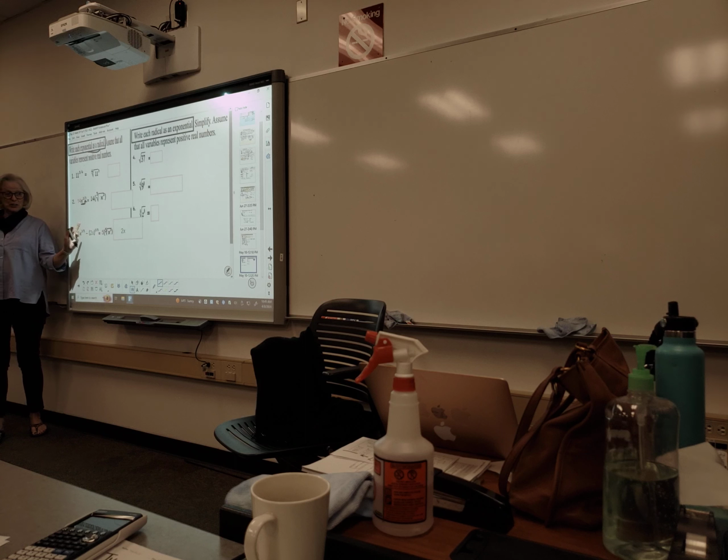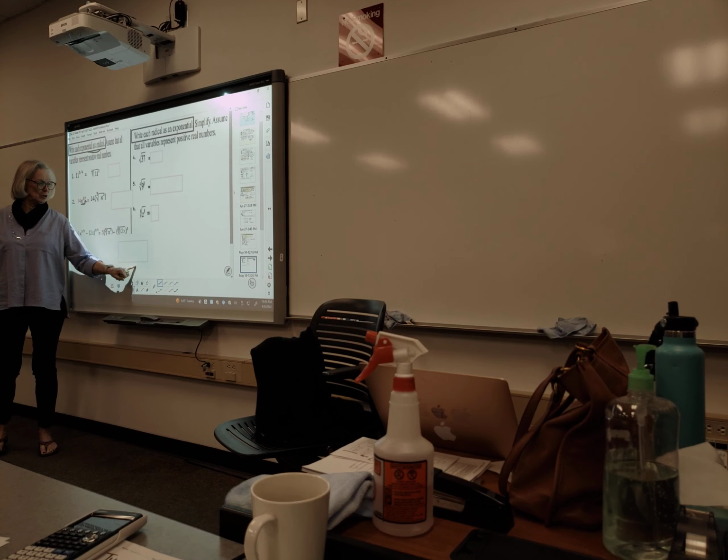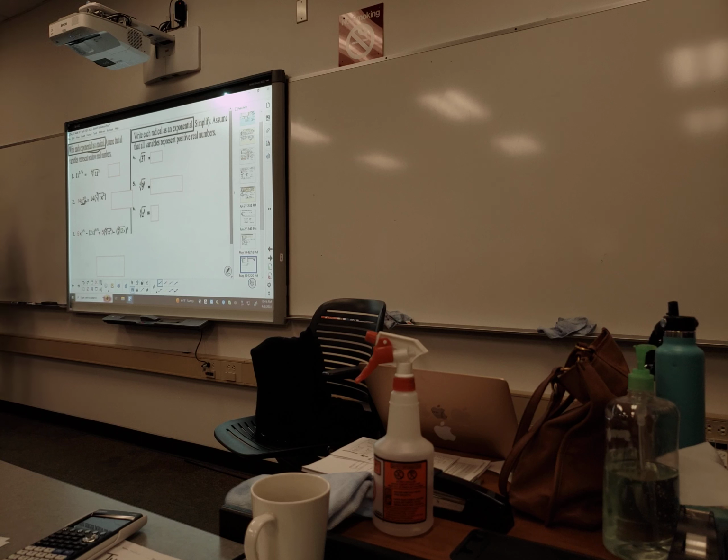Now the next one, do you see how I put parentheses around the whole green 2 and x? That means the green 2x has to all be inside the radical house. And then I'm going to do the 5th root of 2x to the 3rd.